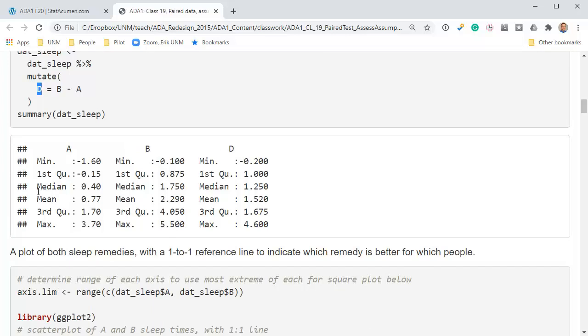The median and mean for A is 0.4 and 0.7, B is 1.7 and 2.2, and then the difference, B minus A. Now it's important to remember the difference. Positive numbers for the difference indicate that B is greater than A, since A has a minus sign. And you can see, just across, say, the medians. Let's do the means, actually. That's the better way to do it.